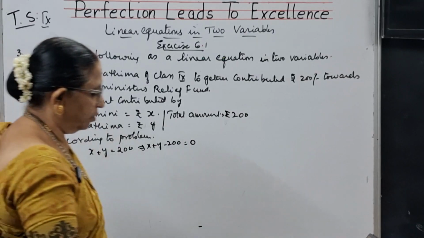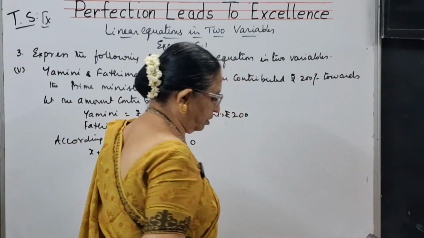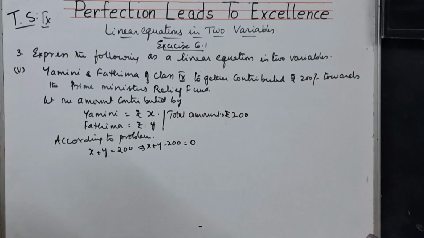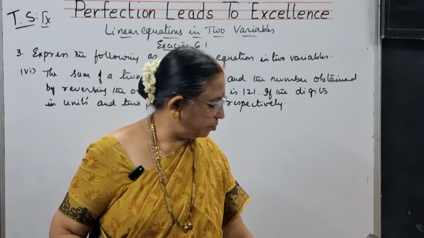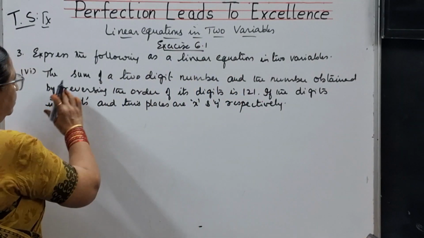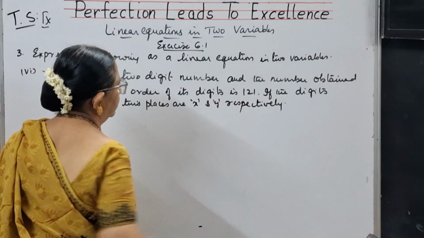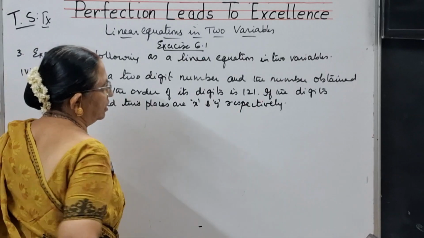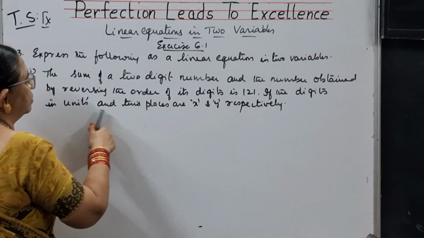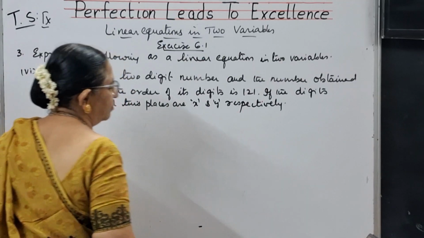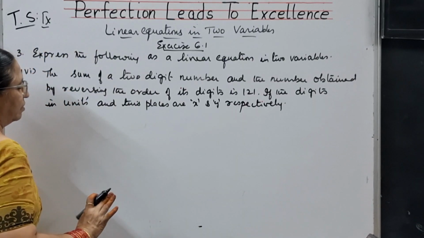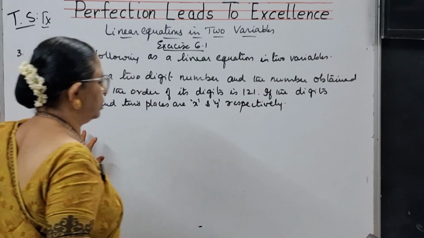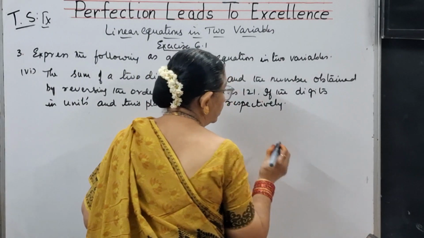So the sixth bit is very lengthy. So you just copy this. I'll be doing the sixth bit, children. Sixth bit is: the sum of a two-digit number and the number obtained by reversing the order of its digits is 121. If the digits of units and tens places are x and y respectively, you have to find. So first let us have an idea about a two-digit number, I'll do it in the rough column.